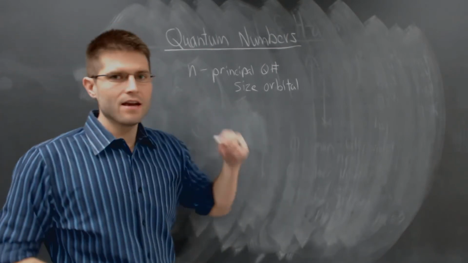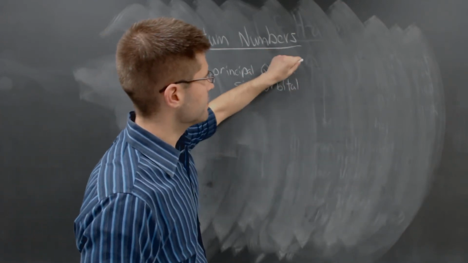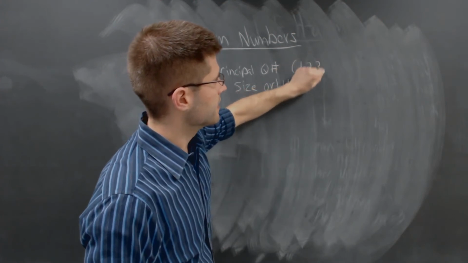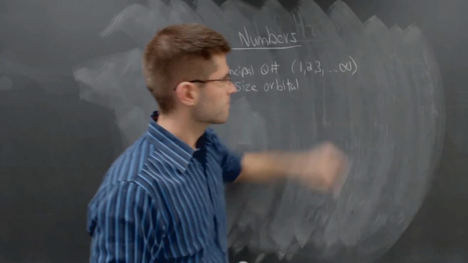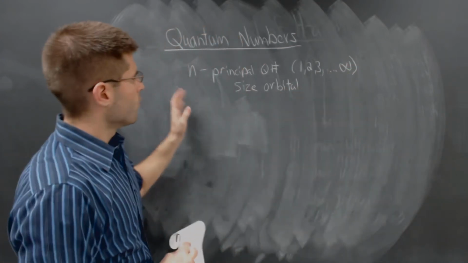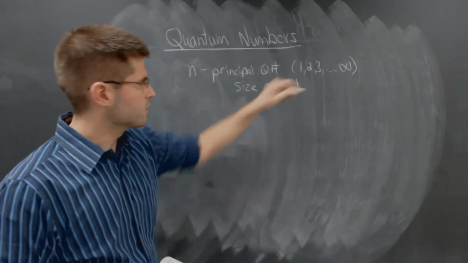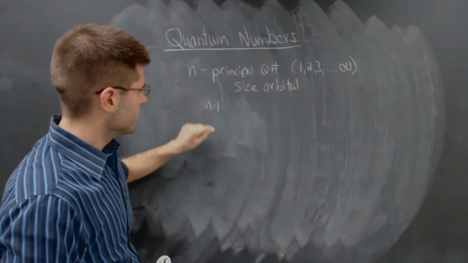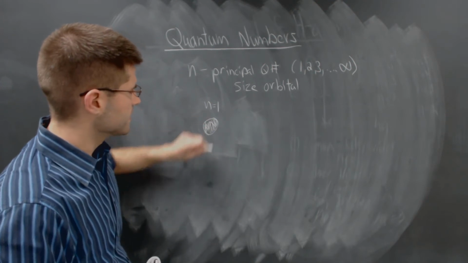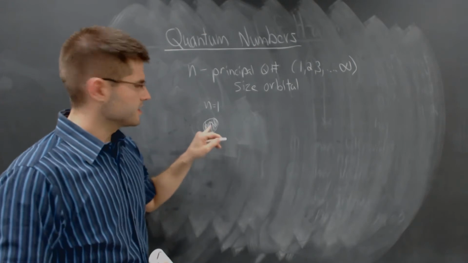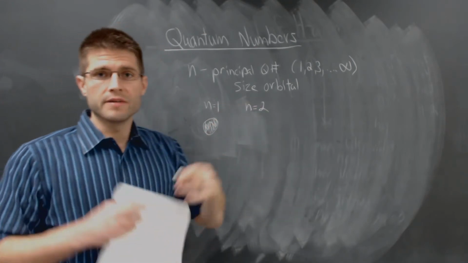Okay, great. So what values can n take? N can take any whole number positive integer value. So n can be 1, 2, 3, all the way up to infinity. Really, really big. So what does that mean? That means that our initial principal quantum number, if n equals 1, and let's say we're in the s orbital, which we'll figure out what that is, we have our electron looking like this. This is going to be our smallest shell. If we go up to n equals 2, this is going to be a larger shell.